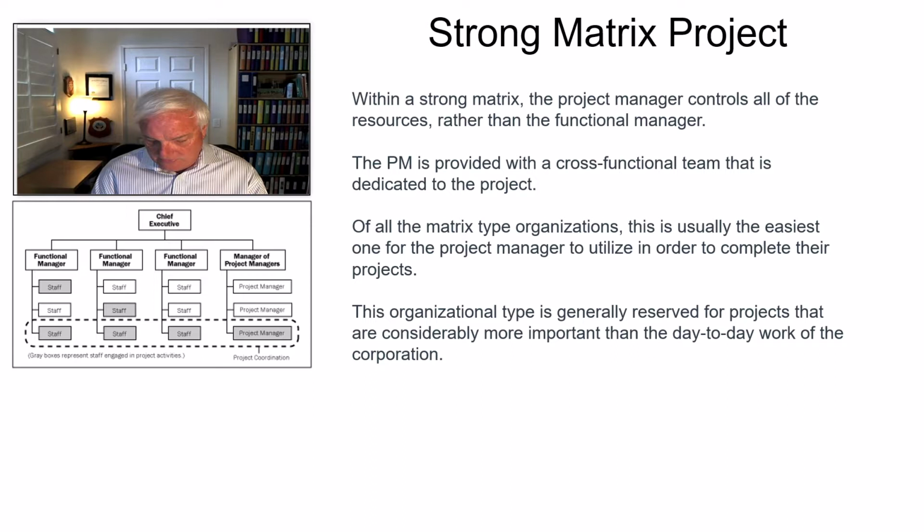Okay, let's go ahead and take a peek at what a strong matrix is. The PM is provided with a cross-functional team that is dedicated to that project. You would have all of the resources that you need assigned to you. You could even be responsible for putting their performance reviews together. So this is the easiest type of environment for a project manager to utilize. In that weak matrix, you may have to argue or negotiate with other project managers to get resources at the right time. Within the strong matrix, typically you would have those assigned to you and they would be available for you when you needed them.